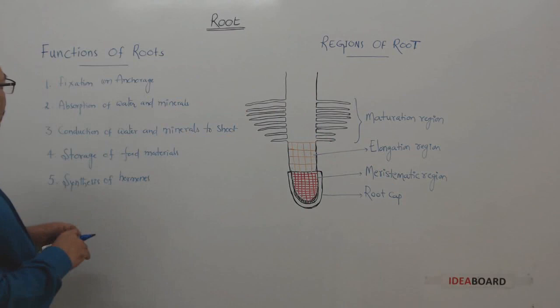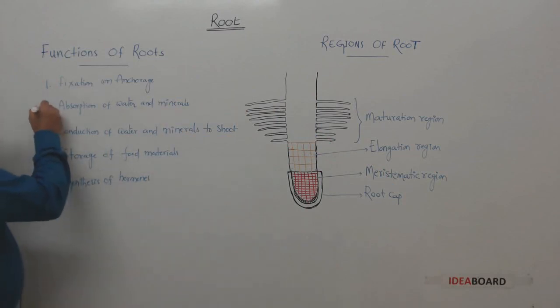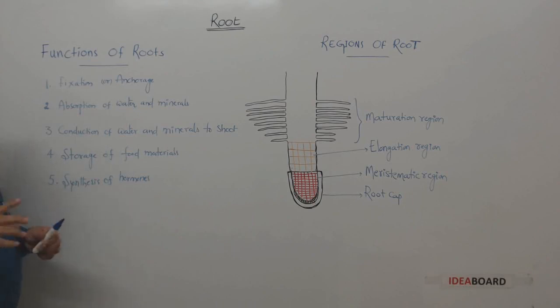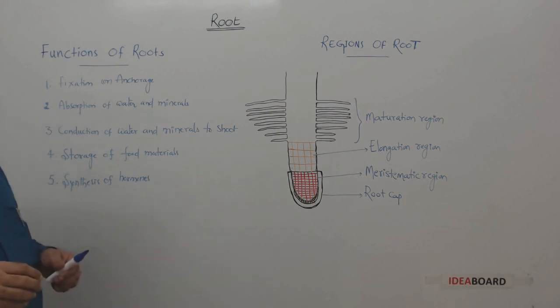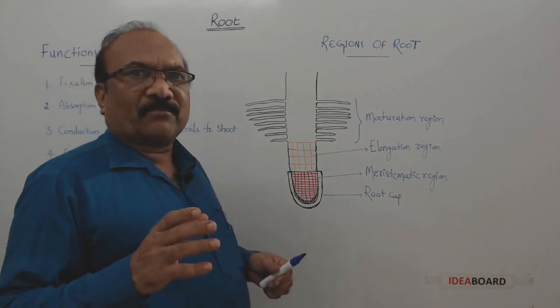And the second function, what is it doing? It absorbs water and minerals from the soil. So absorption of water and minerals from the soil is the second function of the root.